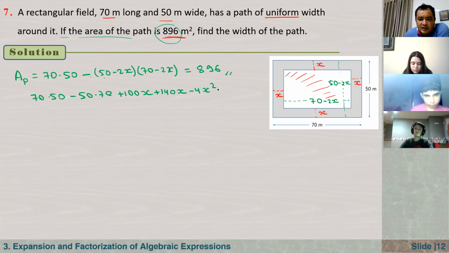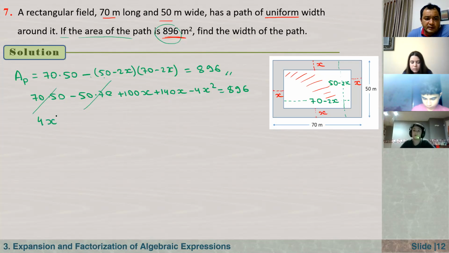And here we have 896. So these two numbers, they are gone, right? And take everything to the right hand side. Here we have 4x squared, 100 plus 140, this 240, minus 240x plus 896 is equal to 0.